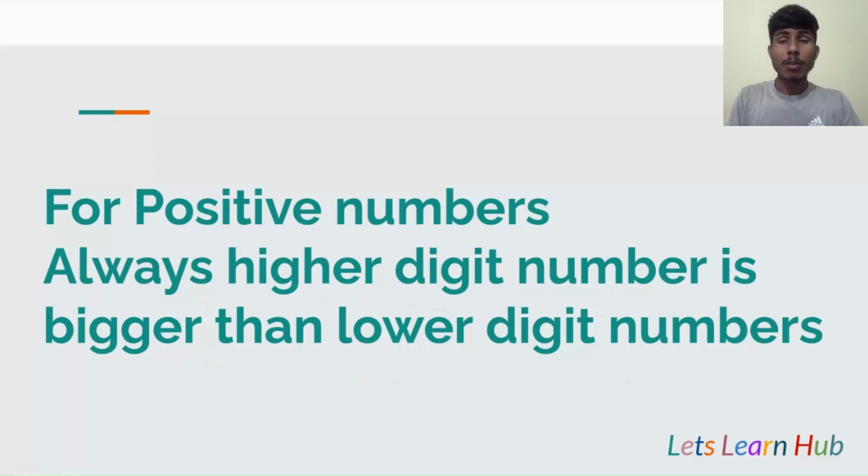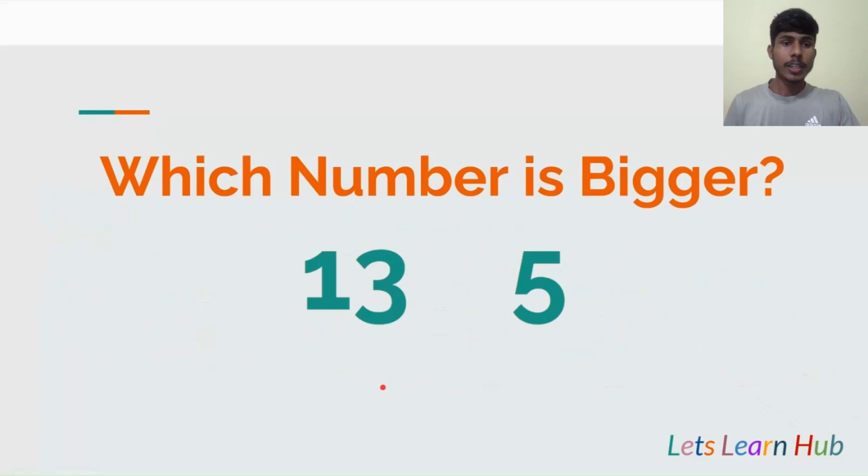Okay, if we have two positive numbers with a different number of digits, then the number with more digits will be higher than the number with fewer digits. Okay, this is the first rule. And let's see a few examples of this rule. Okay, see, here we need to figure out which number is bigger among 13 and 5.